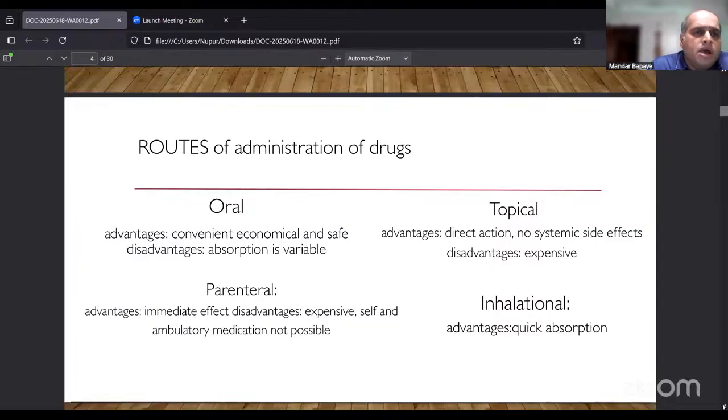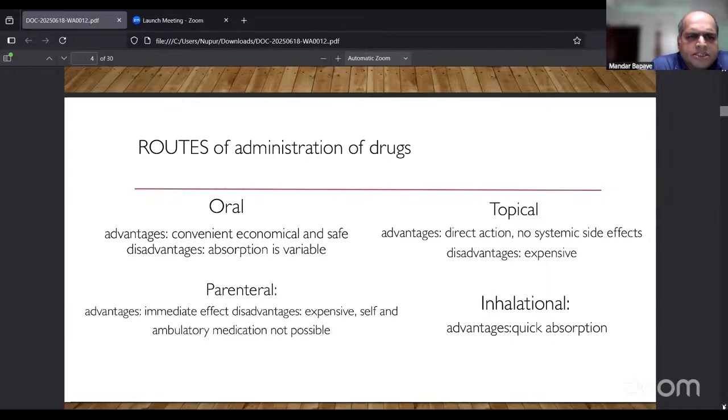The most common route in the pediatric population that we give at home is oral. Oral medications have their own advantages, but in the pediatric population, it's difficult too, because we have to see the mood of the child, the taste of the medicine matters, the color of the medicine matters, the time also matters. Therefore, though it is convenient, economical, and safe, we have to take these factors into consideration also.